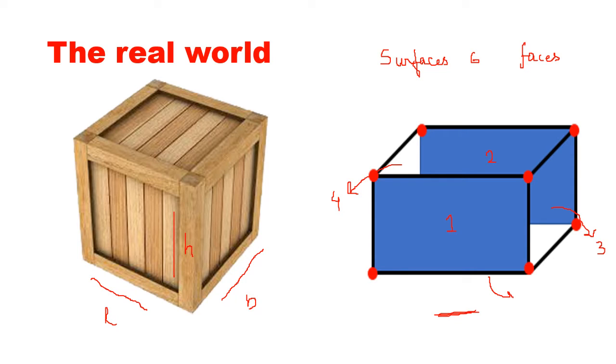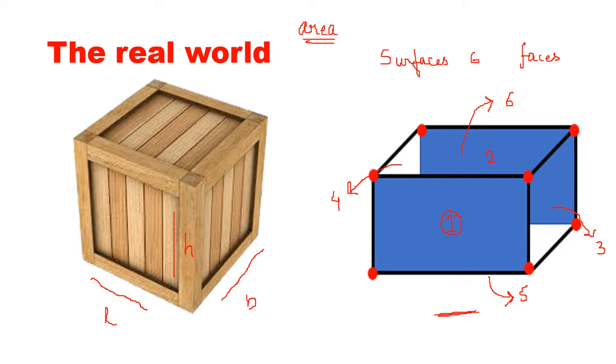And below the base is the surface 5 and the top is the surface 6. So a 3-dimensional object in the real world is made up of 6 surfaces. So what you can do is find out the area of each surface. You can find out the area of surface 1.